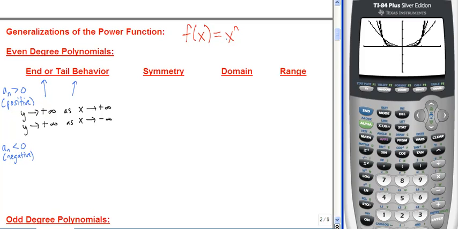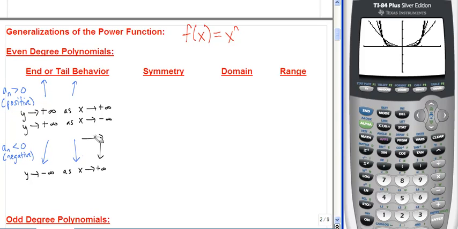And remember, if you multiply the outside of your function by a minus, that's a reflection over the x-axis. So all that's going to do to our graph is flip it upside down. So then our tail behavior would go down, down. And if we wanted to write that using this new notation, as I go to positive infinity, so as I go this way on my graph, the y values have to shoot down. So we would say that y goes to minus infinity as x goes to positive infinity.